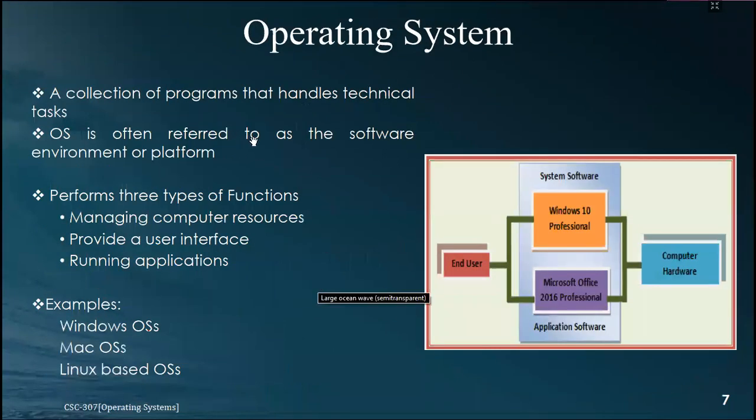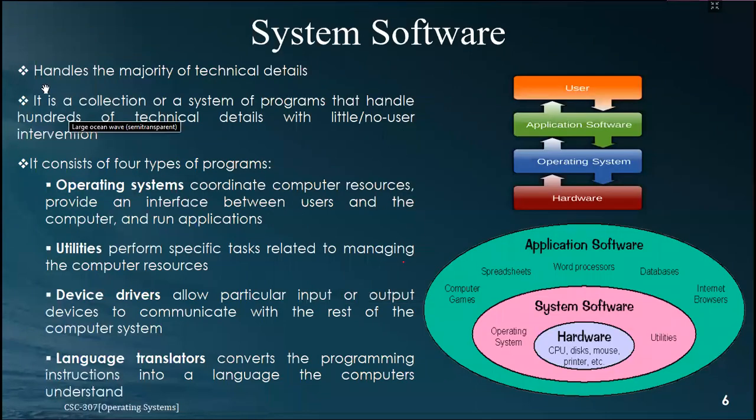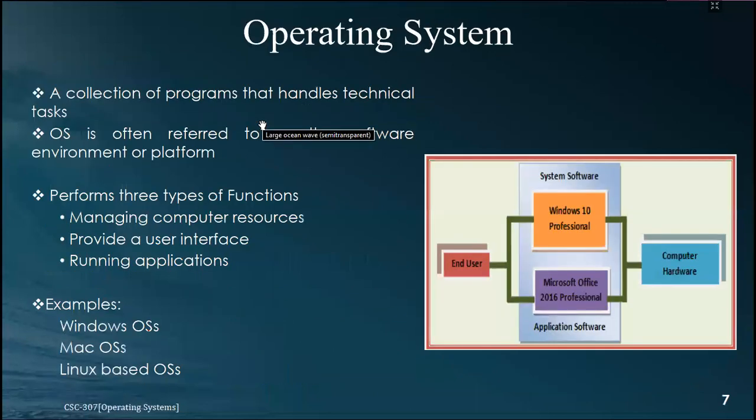Then we have, let's go to the definition of operating system. So what is an operating system? Operating system is a collection of programs that handles technical tasks. As we just read the same definition, a system software is a collection of programs that handle hundreds of technical details, and operating system is also a system software. So the definition is all the same.